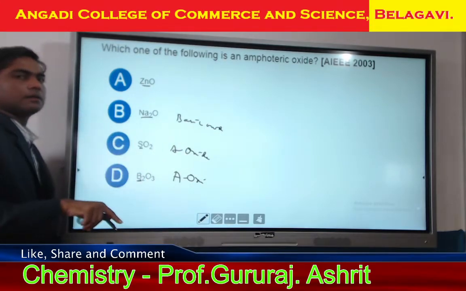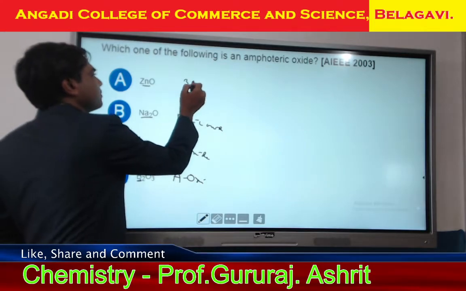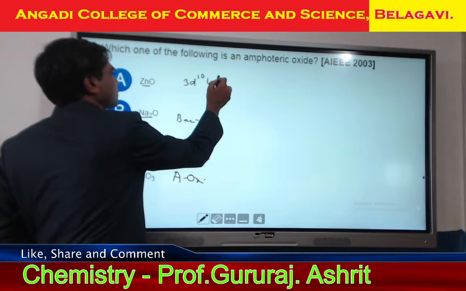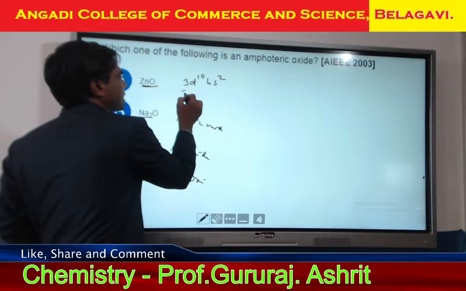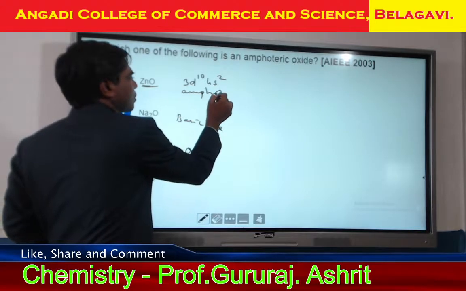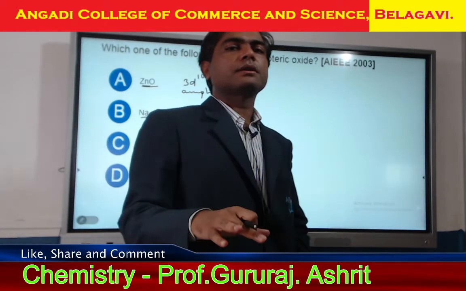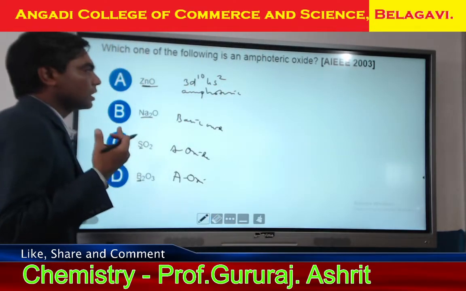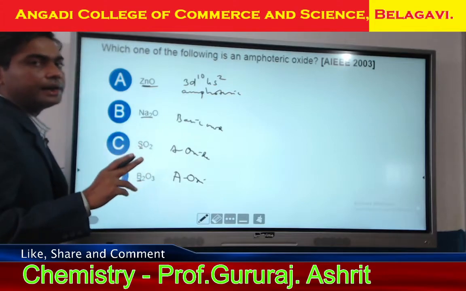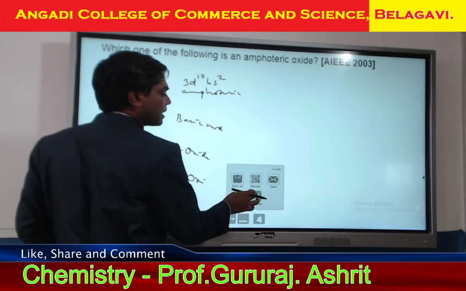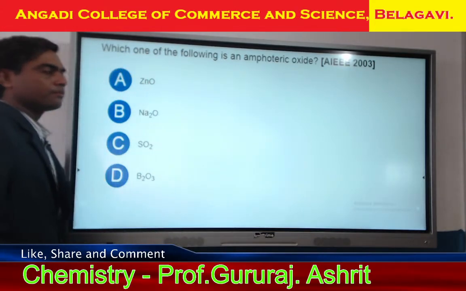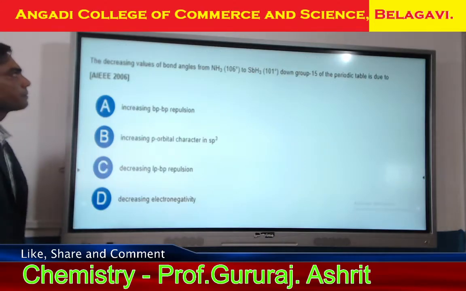Zinc is a metal, but it has a filled configuration, 3d10, hence it acts as an amphoteric oxide. And what do you mean by amphoteric? Which acts as a base and also as an acid. Another example you should remember: CdO, cadmium oxide, will also come as amphoteric in nature.